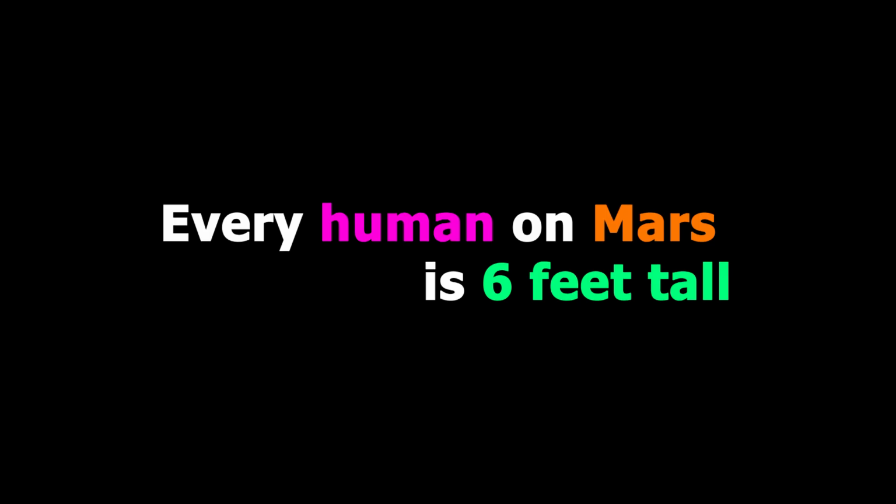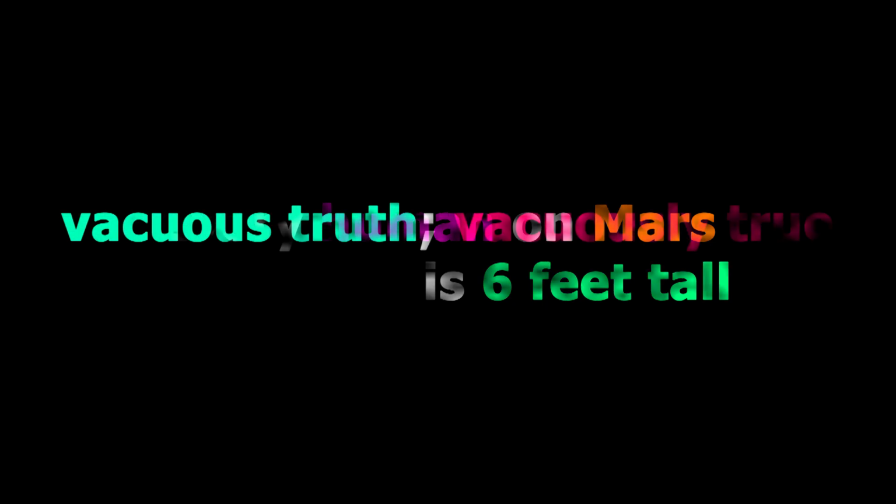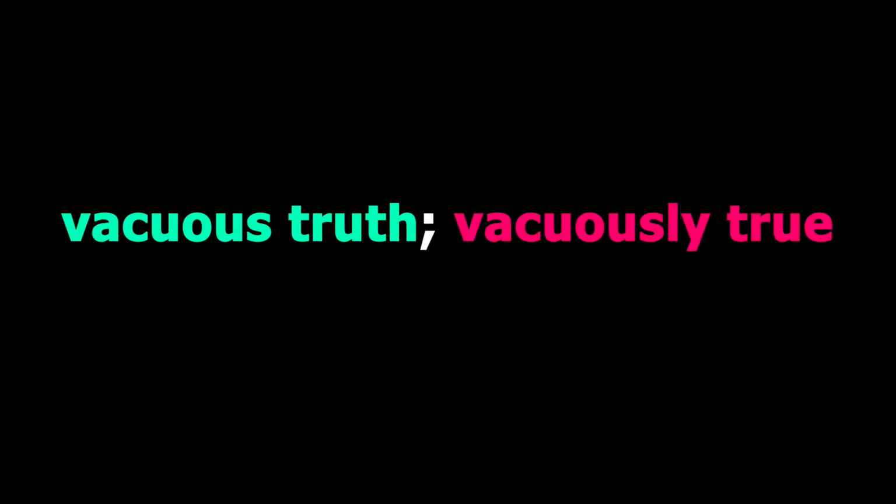Let's simplify it. I can say that every human on Mars is 6 feet tall. Is this statement true? Probably. But you can't prove this statement false, because there are no humans on Mars. You can't check. This kind of statement is called vacuously true. It is true, or more precisely, vacuously true, because we do not have the ability to check.